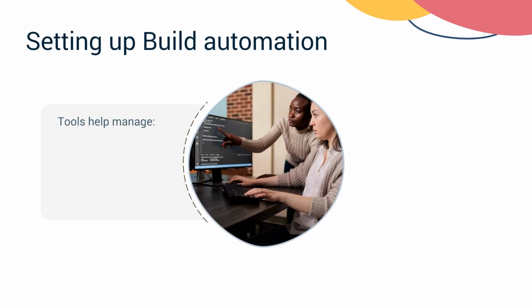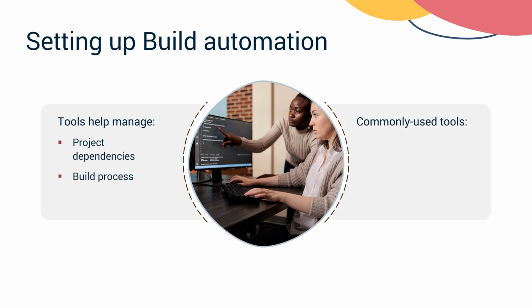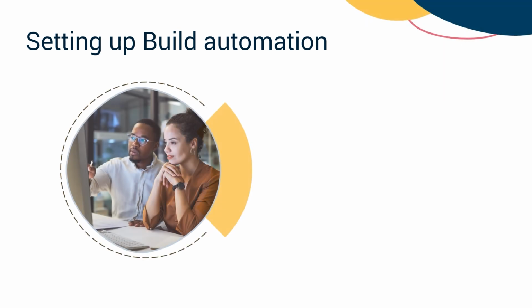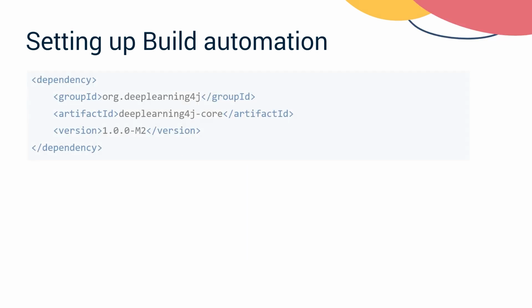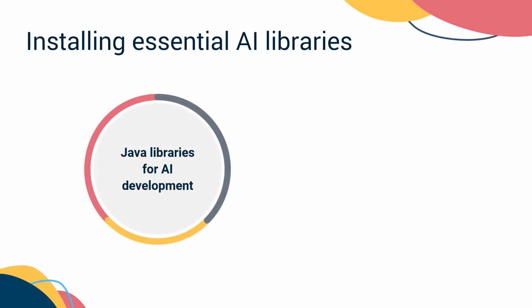Next, let's look at build tools that help manage project dependencies and the build process. The two most commonly used tools are Maven, an XML-based dependency management tool, and Gradle, a flexible script-based build tool. For a new AI project, add the Maven dependency to the pom.xml file to include a popular machine learning library. The sample code displayed on the screen adds Deeplearning4j to your project, giving you access to neural network implementations and tools. Java has a rich ecosystem of libraries for AI development.